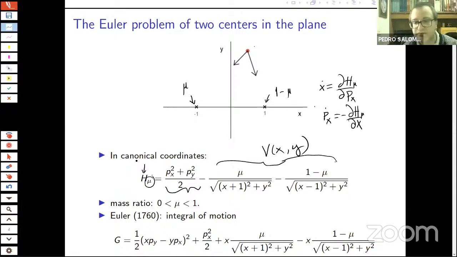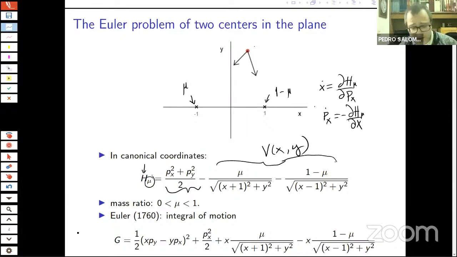And sometimes people model the motion of an electron near two protons, and the mass ratio will depend on the number of protons at each center. So this problem is called the Euler problem because it was studied by Euler. There's a very nice publication by Euler in 1760.